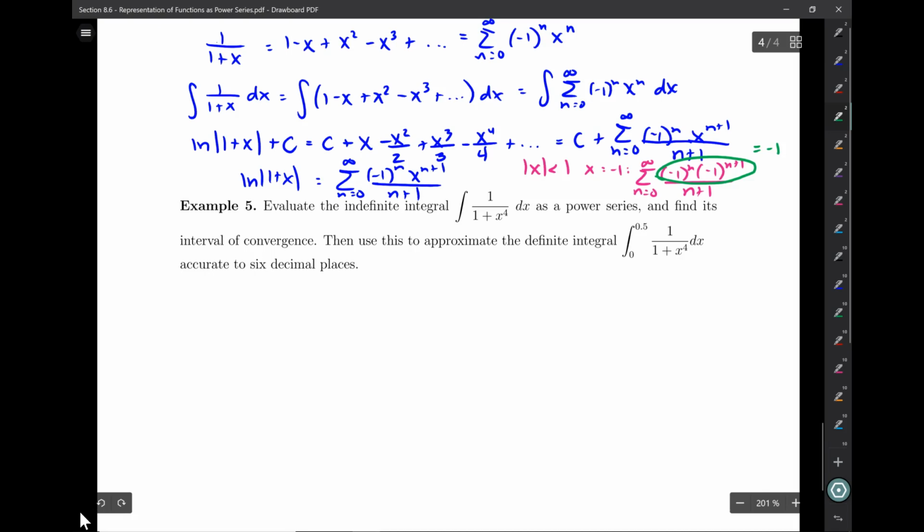Another way you can see this is it would be (-1)^n times (-1)^(n+1), we would add the exponents together: n plus n plus 1, which would be 2n plus 1. 2n plus 1 is always going to be odd, which means that -1 to that is always going to be -1. So this is not an alternating series. This is equal to -1 over n plus 1.